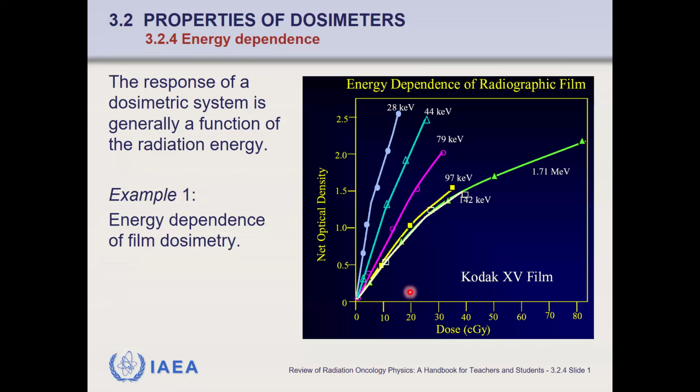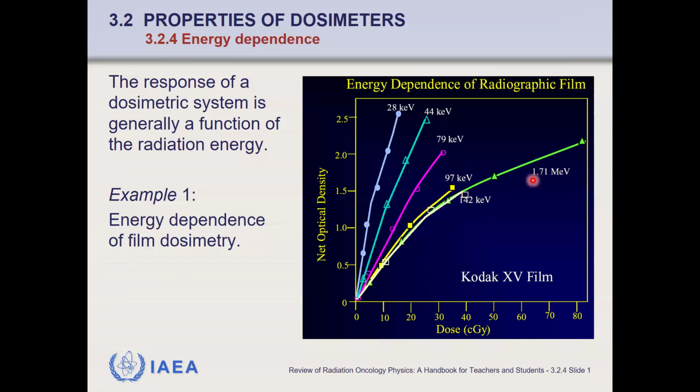The energy dependence is an additional property of dosimeters, so it represents the response of a dosimetric system as a function of the radiation energy. So the response of a dosimetric system is a function of the radiation energy. Here we have an example about the energy dependence of radiographic film, of film dosimetry. Now we can see here the density versus dose, how it changes for different energies.